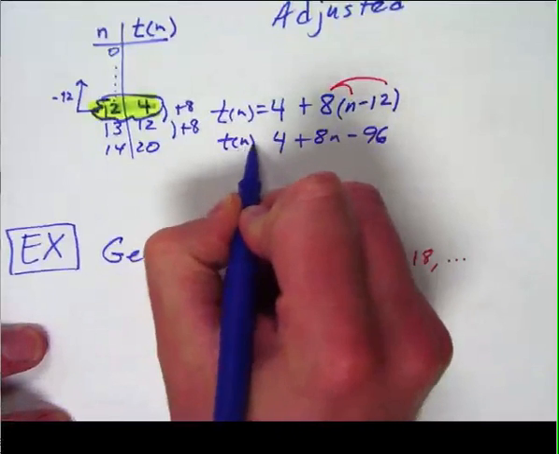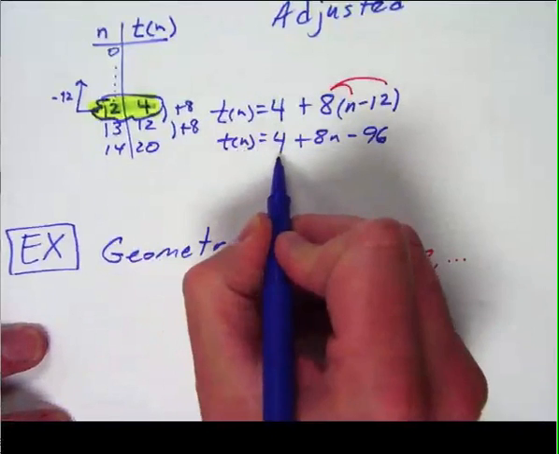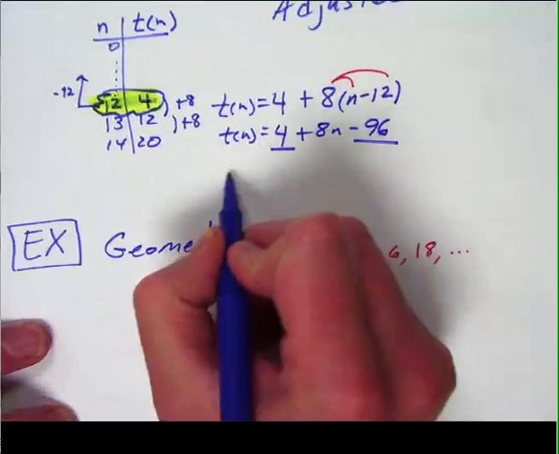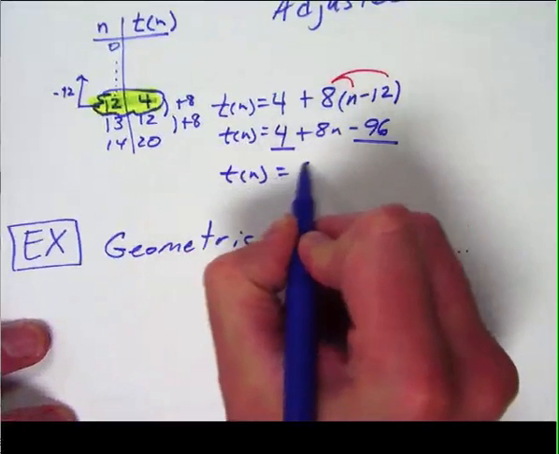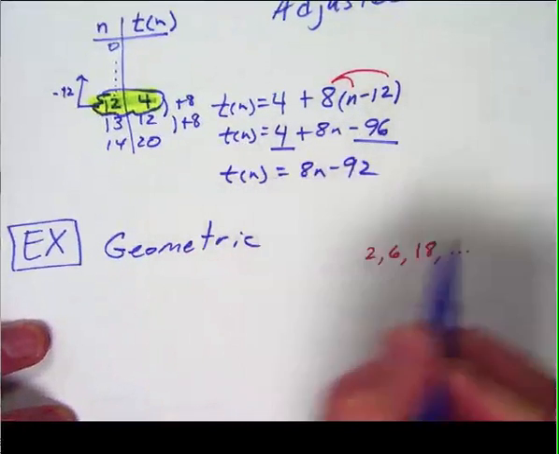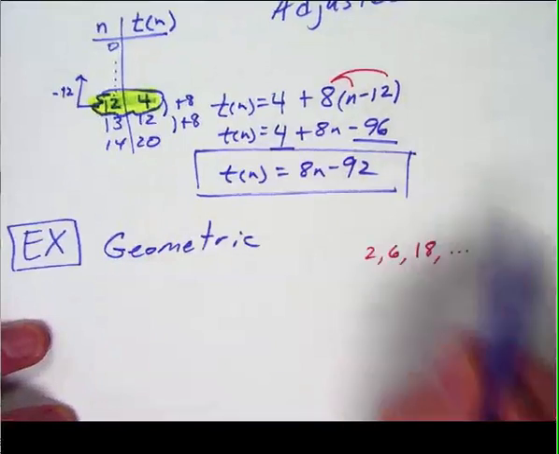So t of n equals, and then I need, this is a number and this is a number, bring those together, and then t of n would equal 8n minus 92. And that's the adjusted arithmetic sequence.